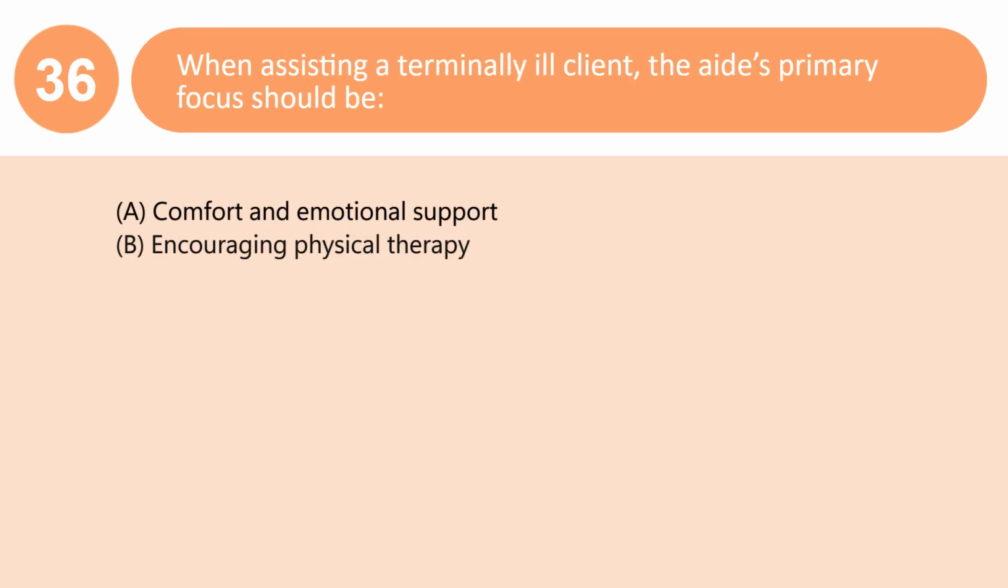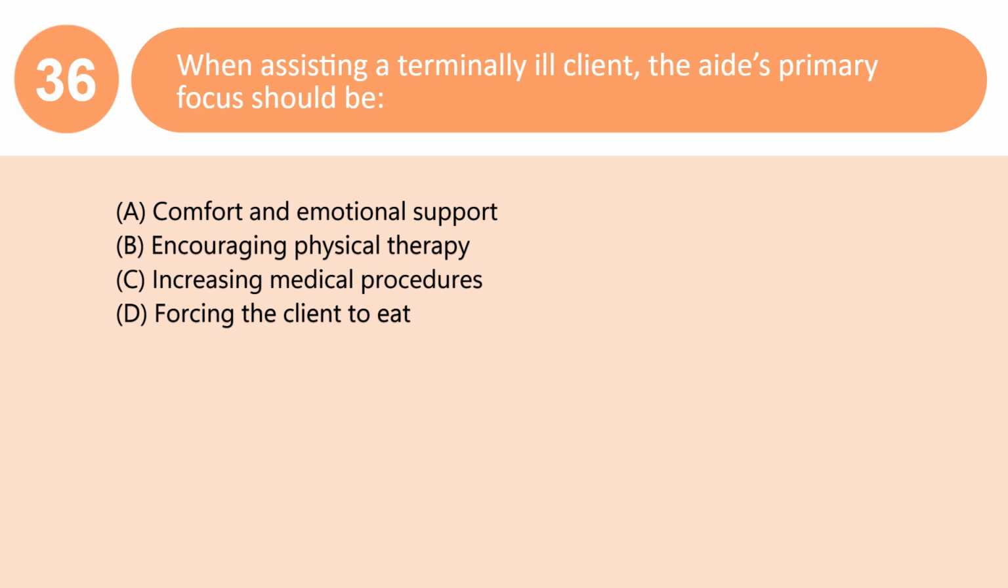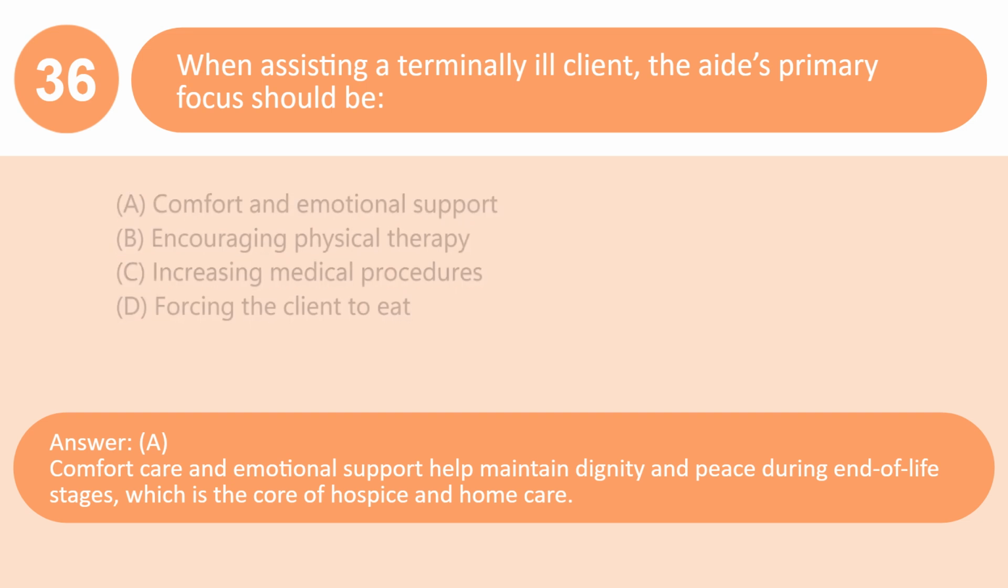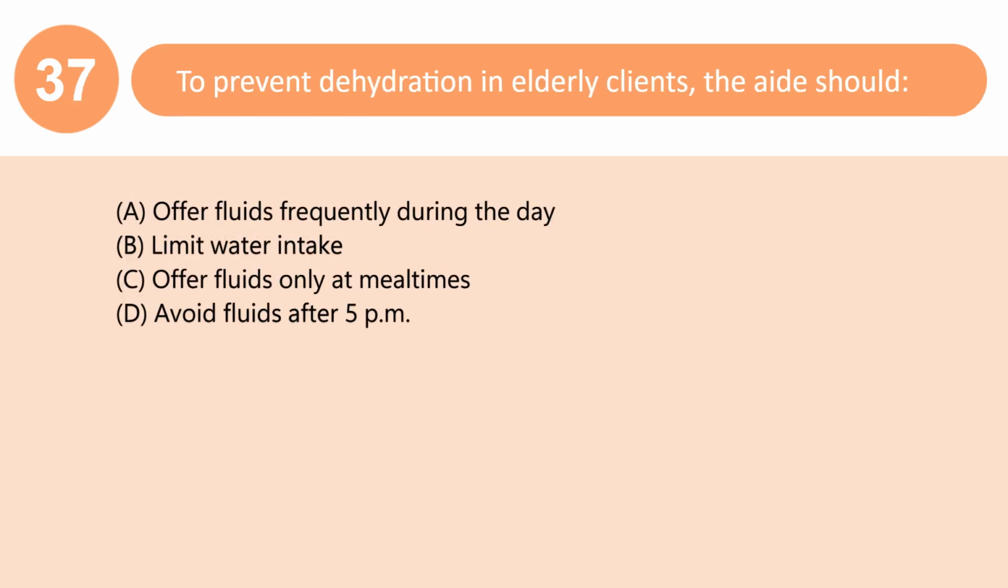When assisting a terminally ill client, the aide's primary focus should be: A. Comfort and emotional support. B. Encouraging physical therapy. C. Increasing medical procedures. D. Forcing the client to eat. Answer A. Comfort care and emotional support help maintain dignity and peace during end-of-life stages, which is the core of hospice and home care.